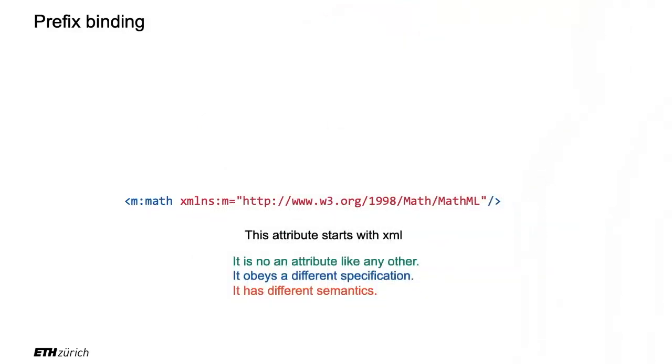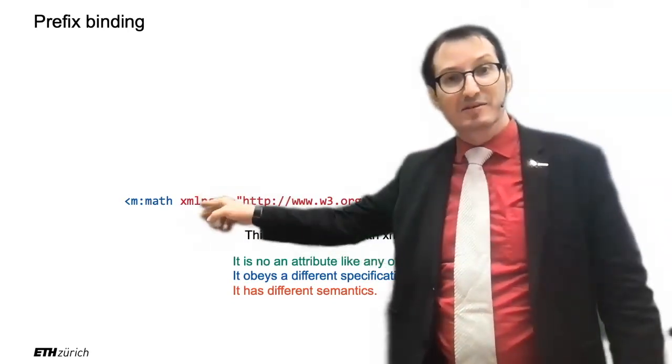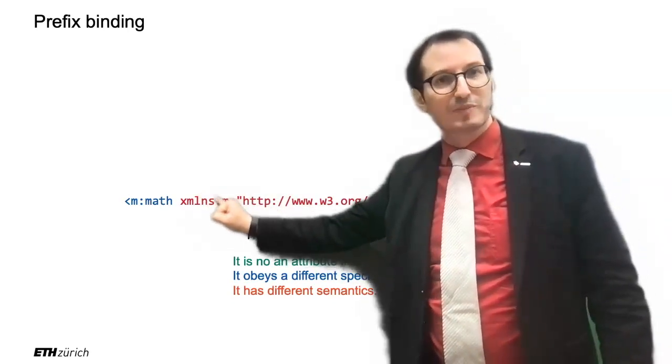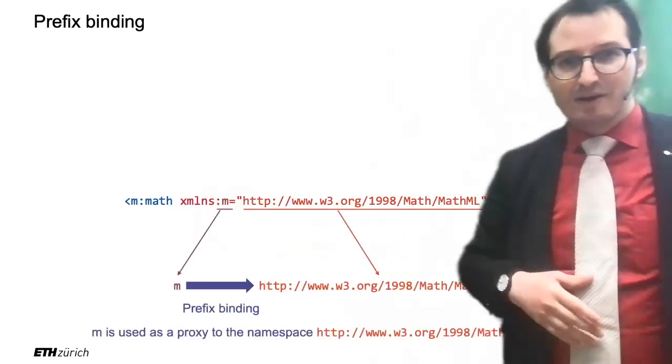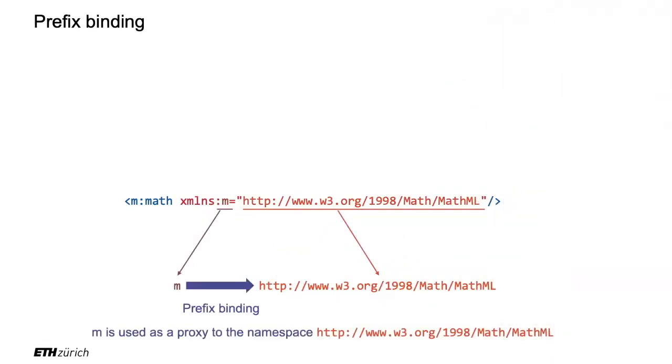The prefix binding works like this: you always have these xmlns things, and then the colon is a special character, and then you have the prefix that you bind it with, right? So the idea is that this defines a binding between a prefix and a namespace, in that case, M to the namespace. It's only a shortcut. The prefix is actually totally irrelevant semantically. Nobody cares about the prefix. It's just some temporary name that you give to the namespace that is much shorter.